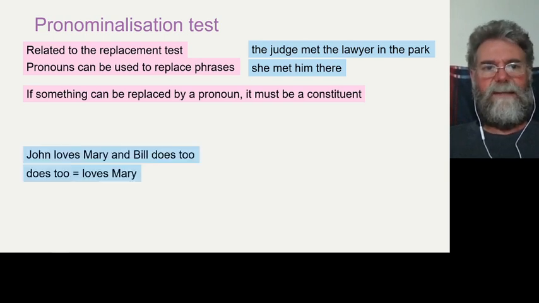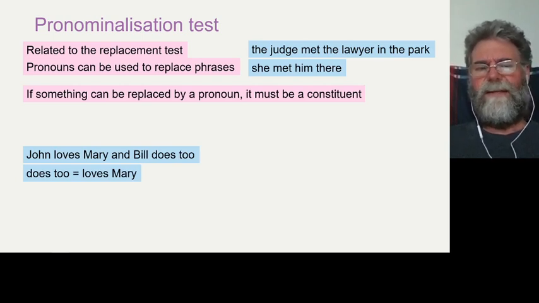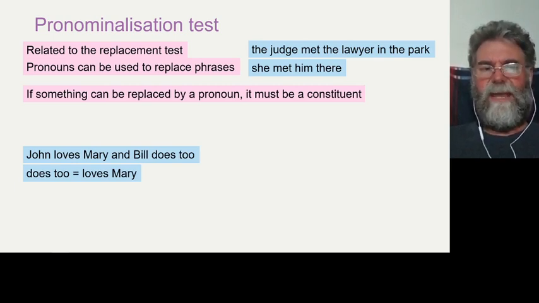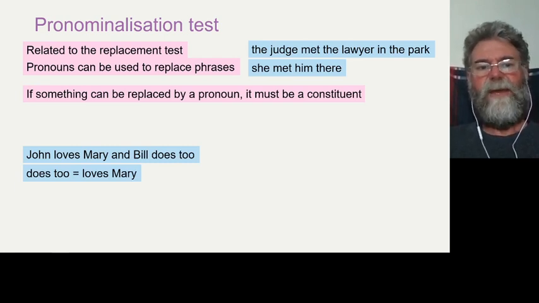So let's take some sentences. John loves Mary and Bill does too. That "does too" there, what's that? Well, it seems to be replacing and referring to the same thing as "loves Mary" does, because the sentence means John loves Mary and Bill loves Mary. So we could claim that "does too" is a VP pronoun.